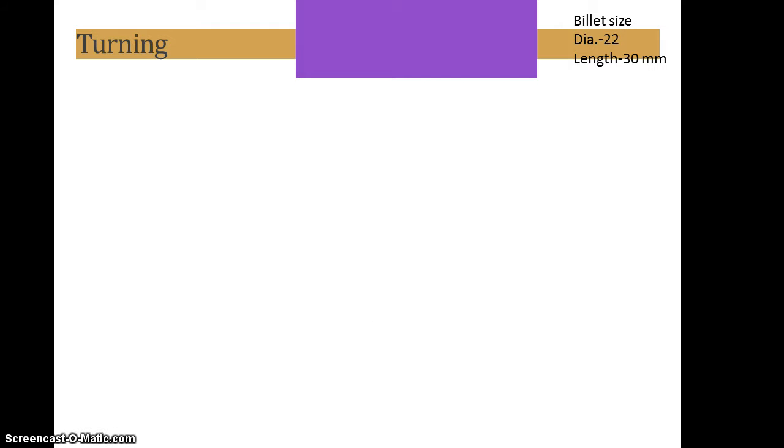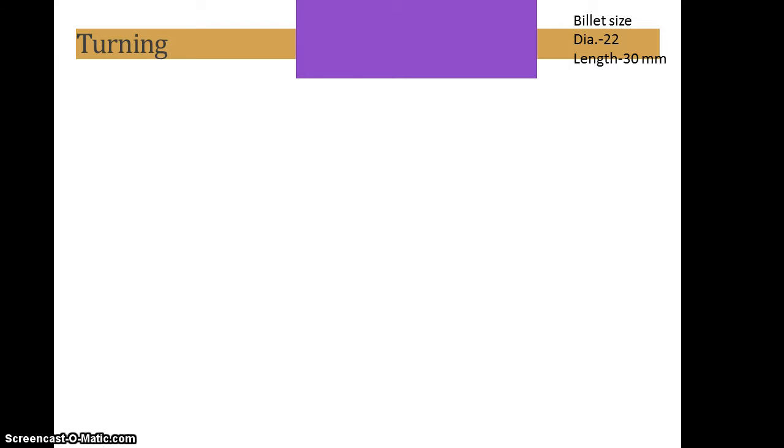For that I have to show one program. This is a simple turning. The billet size is diameter 22, the length is 30. If I want to remove unwanted material up to diameter 14 mm, so this is 22 mm, I want to reduce the component to 14 mm. How much material do I have to remove? 22 minus 14, so nearly 8 mm. 8 mm I have to remove.